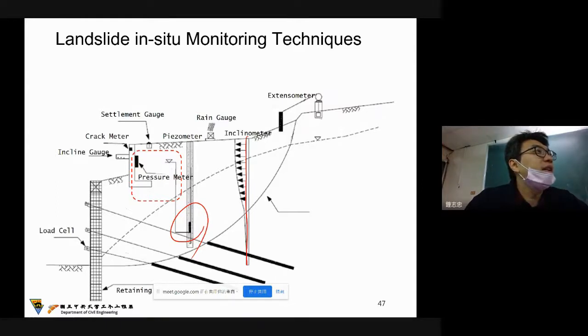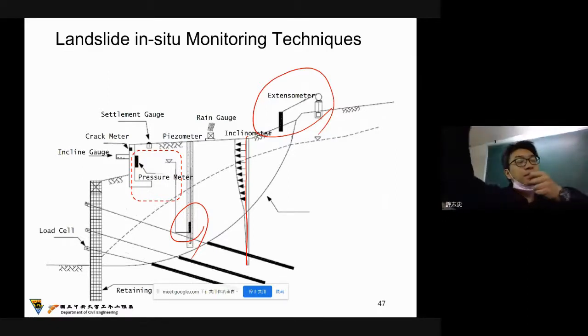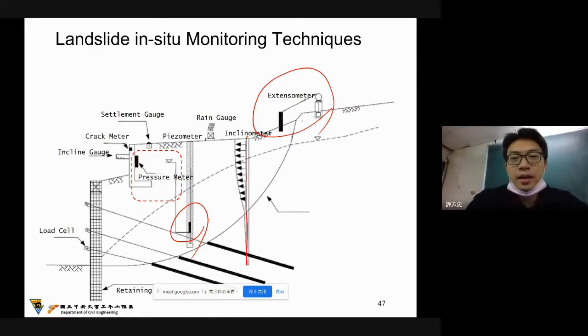Next time I will bring a real inclinometer and also the ABS pipe. We also deliver homework to discuss the behavior of the inclinometer. For the surface, from the right side to the left side, the first one is the extensometer, to measure the displacement of the surface crack. This is what we call the tension crack.